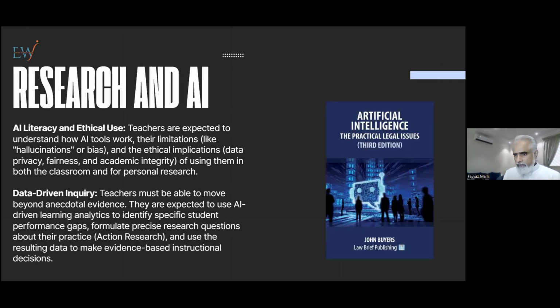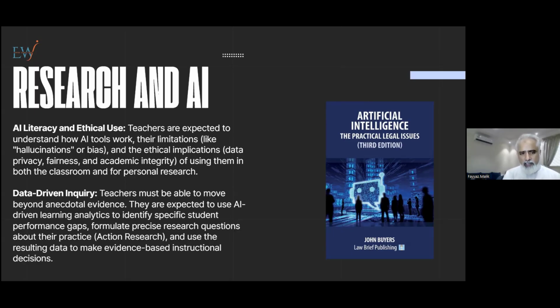So now here, research and AI. The first thing teacher training programs can do is develop AI literacy and ethical use, using it in a responsible way, so that concerns about plagiarism or over-reliance on AI tools during research can be put aside.